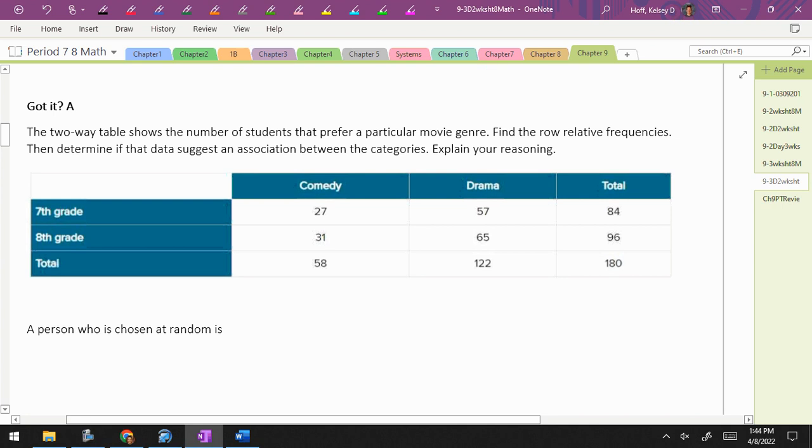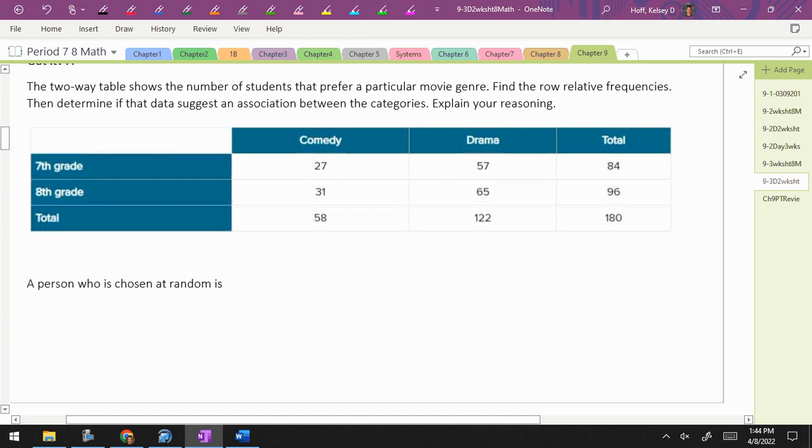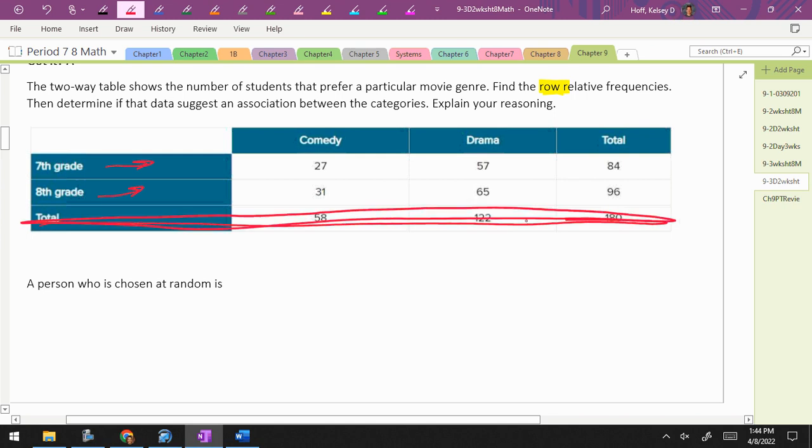The two-way table shows a number of students that prefer a particular movie genre. Find the row relative frequencies. Then determine if the data suggests an association between the categories. So let's go by row here. I'm going to go across the 7th grade and across the 8th grade. I don't need my total row. I'm going to give you a second to calculate it before I ask you for an answer.